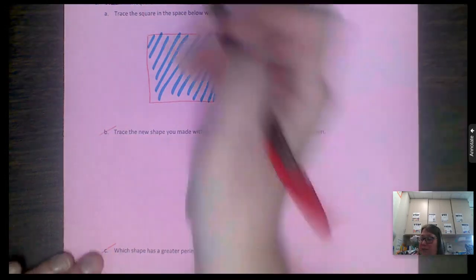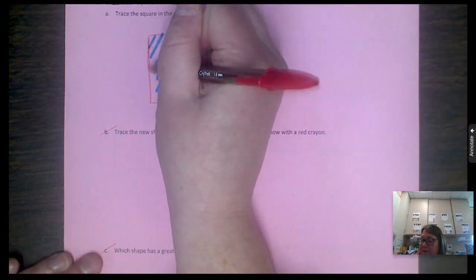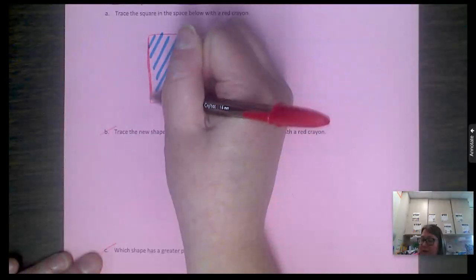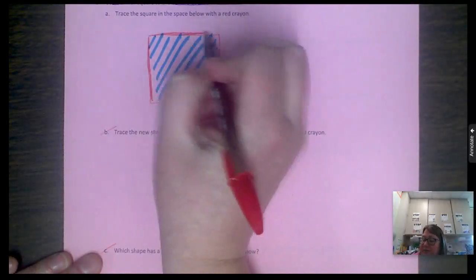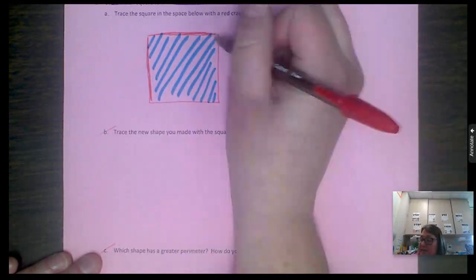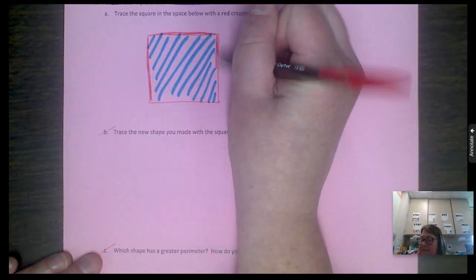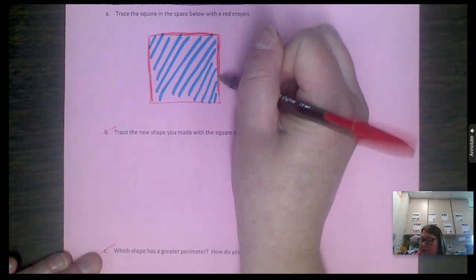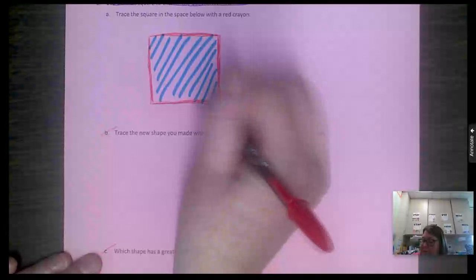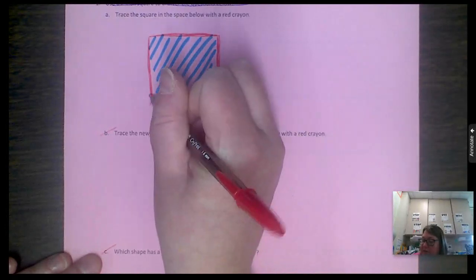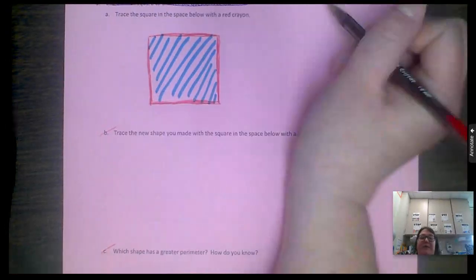And again, if you absolutely don't have a red and a blue crayon or colored pencil or marker, you can use two different colors. Just make sure that they're definitely different because we want to be able to see the difference here between the outside of your shape and the inside. So I'm just going to darken this a little bit. So once we have this set up, you have your two different colors, this is going to show us the difference between area and perimeter.